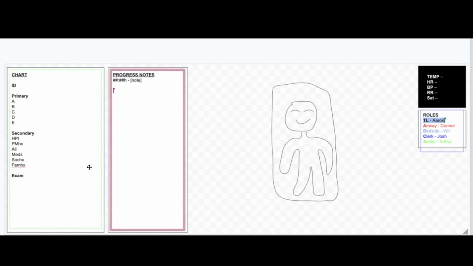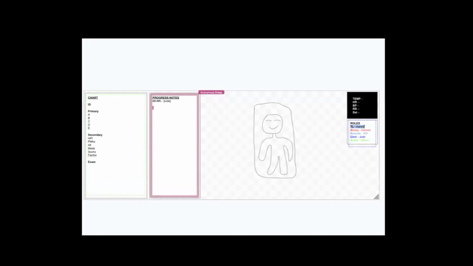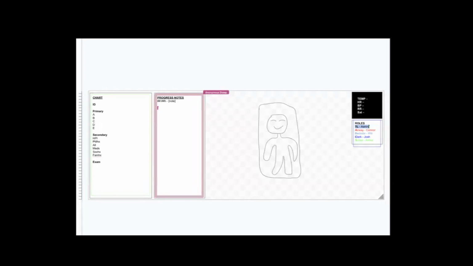Let's begin. So for this simulation, I, Aaron, will function as the team leader. Let's assign the following other roles. Let's do ABCs for roles: airway, bedside, clerk, as in tasks like IV or meds, as well as scribe. So airway, can that be you, Connor? And bedside, can that be you, Will? Thank you. And clerk, can that be Josh? And scribe Arthur, please. And I'll be the narrator. All right, folks, are you ready?